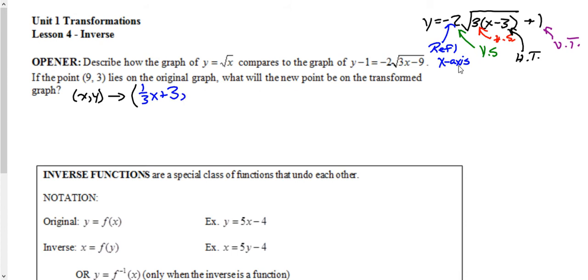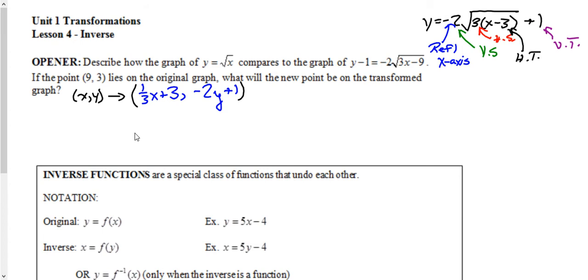For my verticals, I have a reflection, so that's the very first one I have is a reflection over the x-axis, so that's a vertical reflection, so that's going to be minus 2y, and we have a vertical translation, sorry, of up 1, so that's a plus 1. So this is my equation that I'm going to use here to help me map out (9, 3).